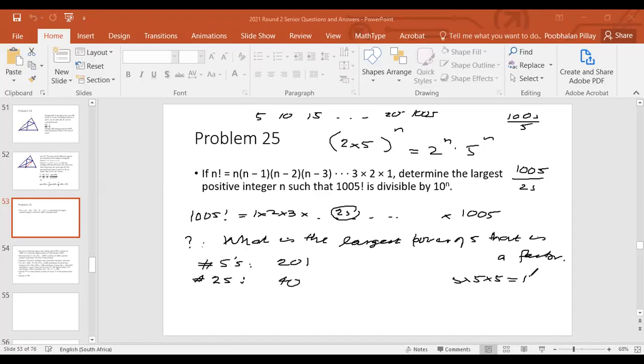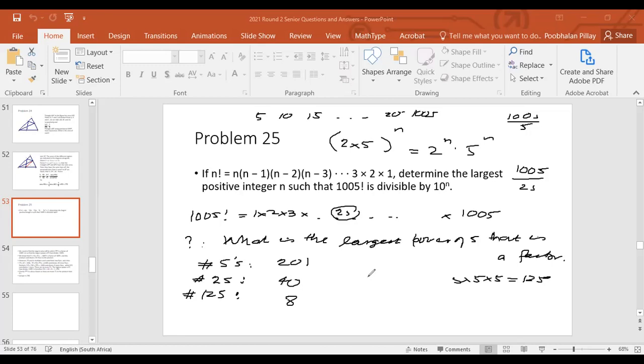Yes, 5 times 5 times 5, which is 125. That's amongst this large number of factors here. 125 is sitting somewhere. So we need to count the number of 125s, because each one of them contributes one more 5. So there are 8 of them. 125 times 8 is 1,000.